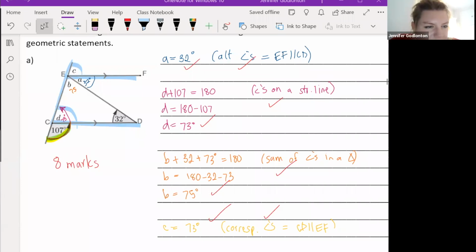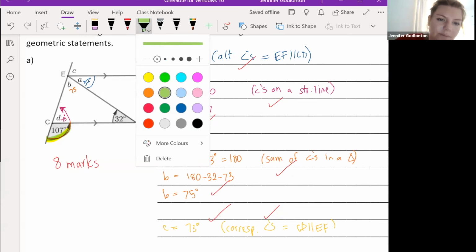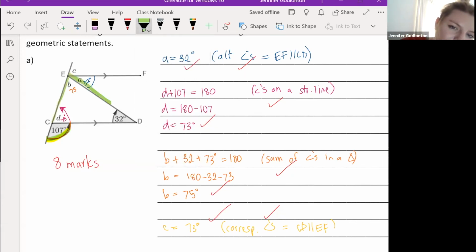Can I re-explain B? So for B, we were looking at this triangle, that triangle there. And in that triangle, we would have said 73 plus B plus 32 has to equal 180 because they are all angles in a triangle.